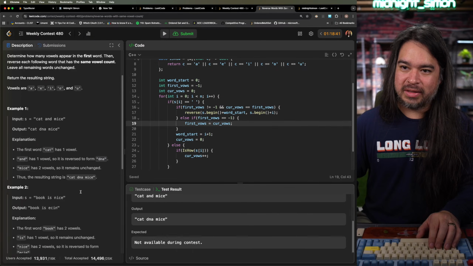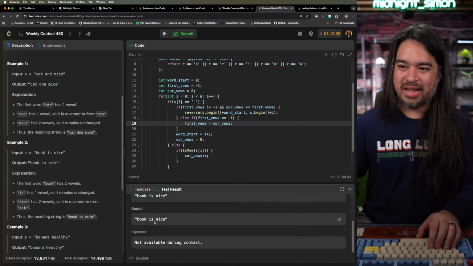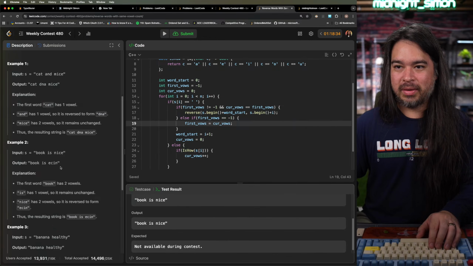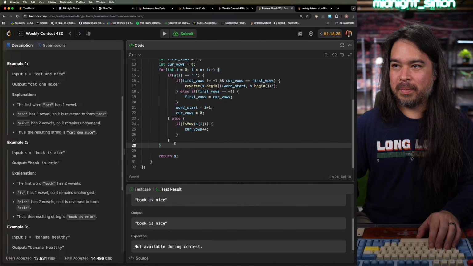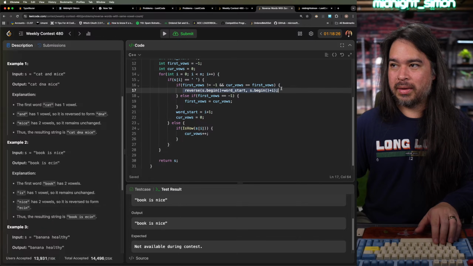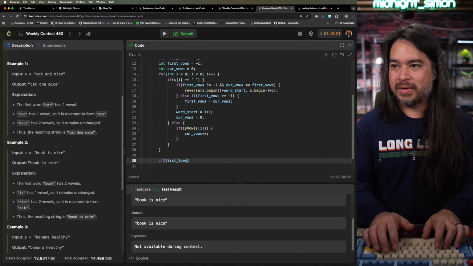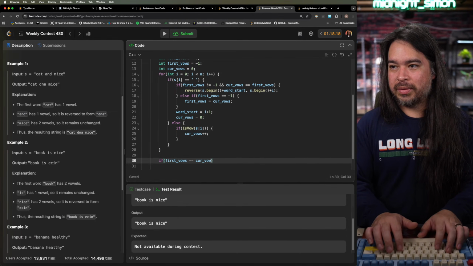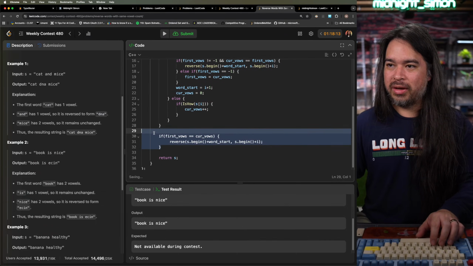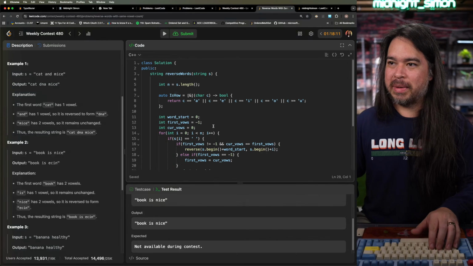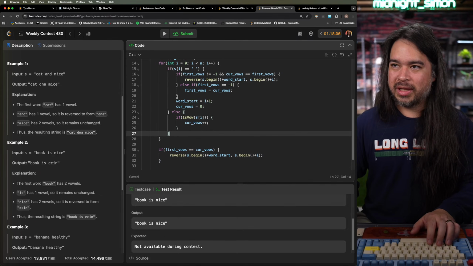Cat, DNA, mice, and case 2, book is nice. Dang, that's not right. Something ain't right, man. Oh, you know what? I gotta run it one more time at the end. If first vowels equal cur vowels, run it one more time. Either I do that or I push a space at the end of s right here. Maybe I'll just run it one more time at the end.